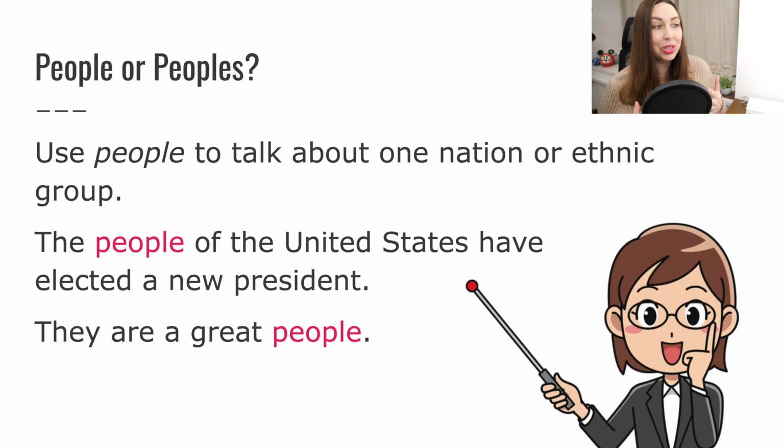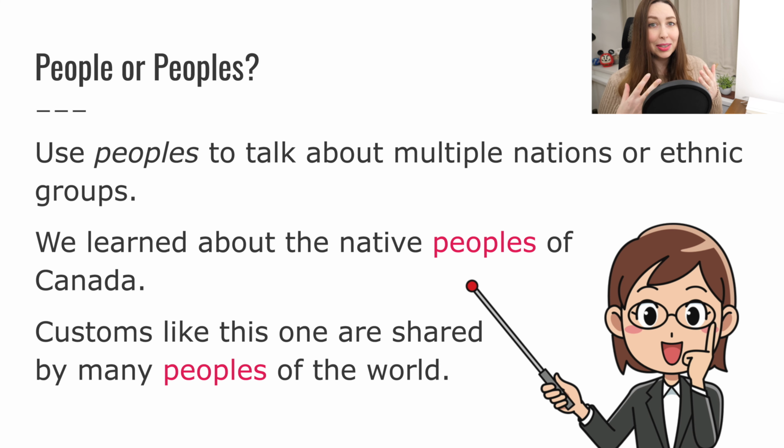Use people to talk about one nation or one ethnic group. People here is singular. The people of the United States have elected a new president. The people, one group of people, one nation. They are a great people. Okay, so remember here, this is not the general use of the word people. This people is singular. Use peoples to talk about multiple nations or ethnic groups.